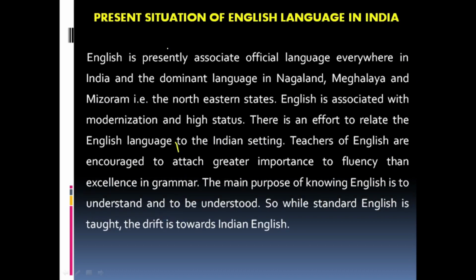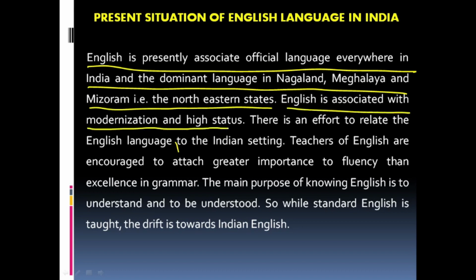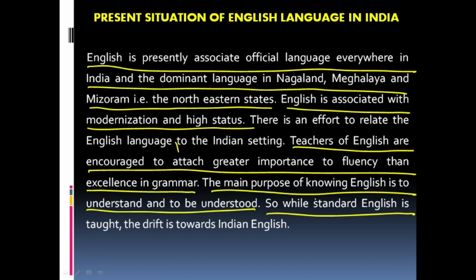Present situation of English language in India. English is presently associate official language everywhere in India and the dominant language in Nagaland, Meghalaya and Mizoram, that is the northeastern states. English is associated with modernization and high status. There is an effort to relate the English language to the Indian setting. Teachers of English are encouraged to attach greater importance to fluency than excellence in grammar. The main purpose of knowing English is to understand and to be understood. So while standard English is taught, the drift is towards Indian English.